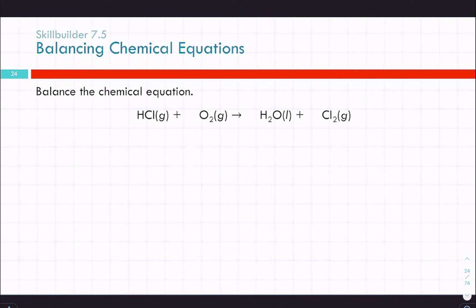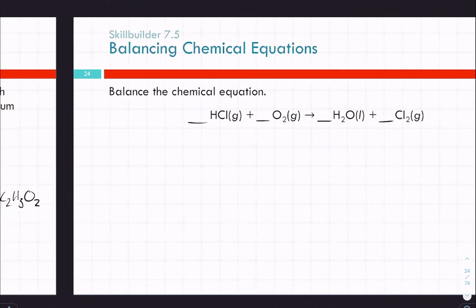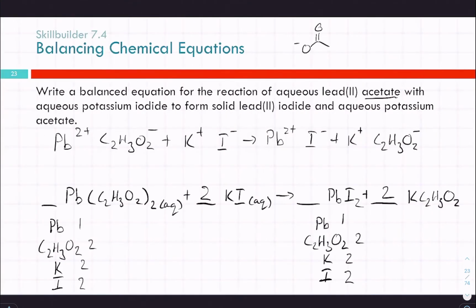Well, look at this. It's already all written out. So we want to balance this chemical equation. So where should we start? Correct. Yeah, you don't have to write the 1. Those are implied.